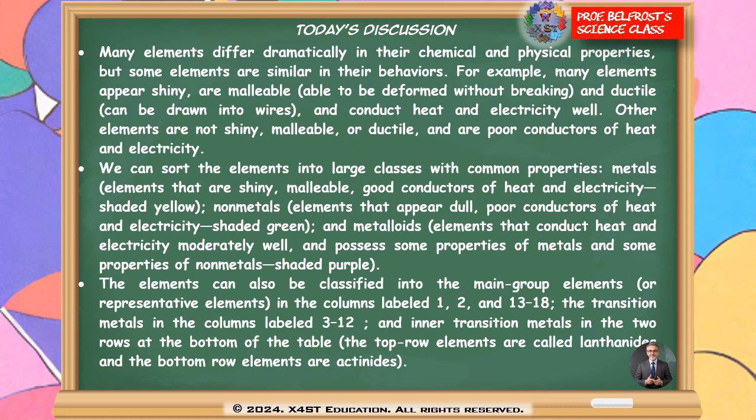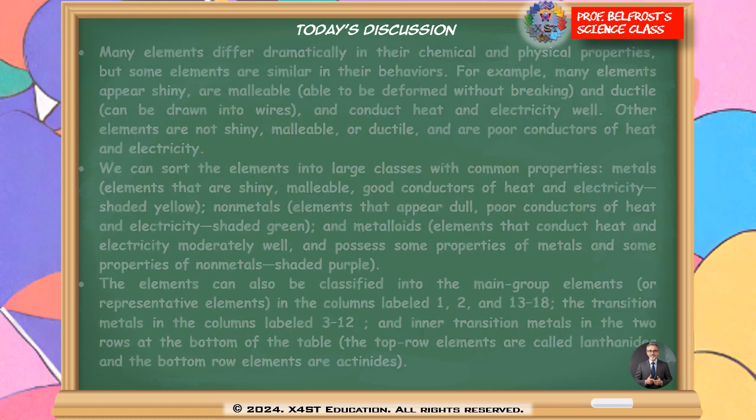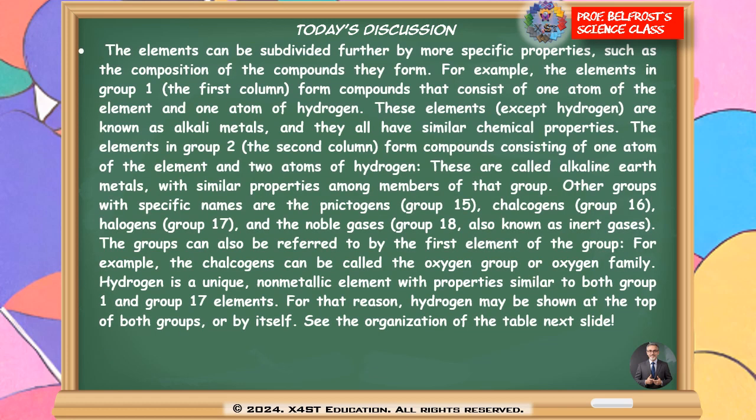The elements can also be classified into main group elements, in the columns labeled 1, 2, and 13 to 18. Then there are the transition metals, from 3 to 12, and the inner transition metals in the two rows at the bottom of the table. The top row is called the lanthanides, and the bottom row elements are called the actinides. Actually, I don't ask you to memorize all the elements, but it is good if you know some, the most used ones.